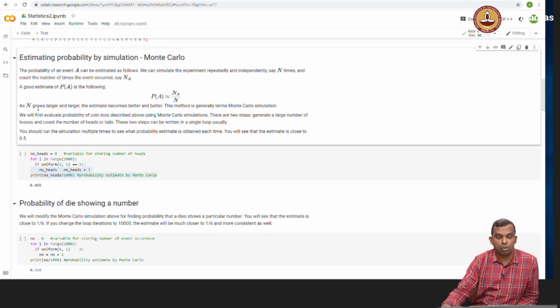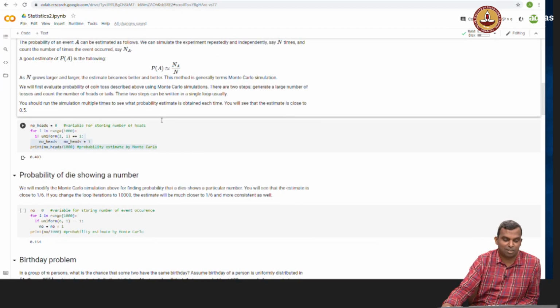One can also show that as n becomes larger and larger, this becomes a better and better approximation, and this is a very useful method. So we're going to do a very basic simulation here. The first simulation I'm going to do will evaluate the probability of a coin toss. We know it's 0.5, right? I'm expecting my uniform to be uniform, so it's 0.5.